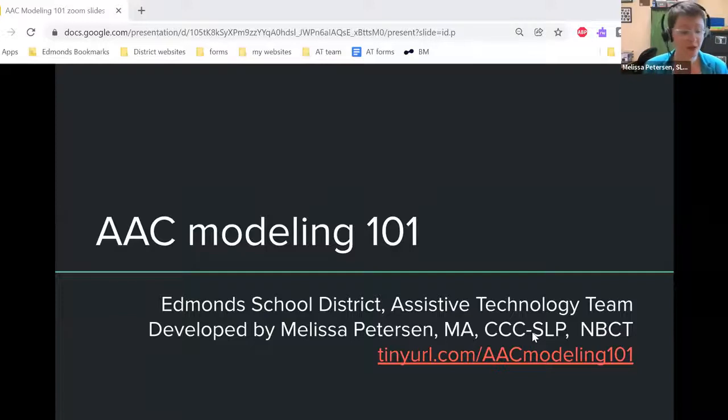Peterson, one of the SLPs in the district and also an assistive tech person. And I am at Maplewood. And we are going to be talking about AAC, which is when students are using usually pictures, sometimes iPads, low tech or high tech, to talk with other people.